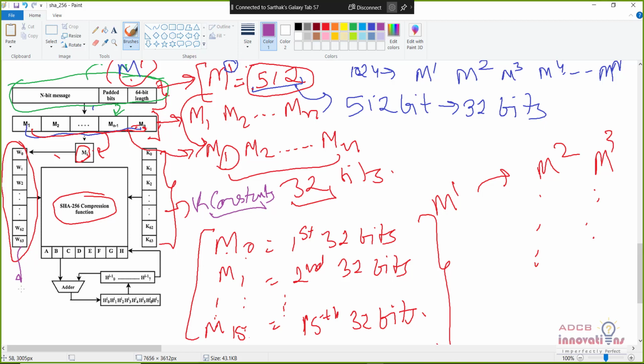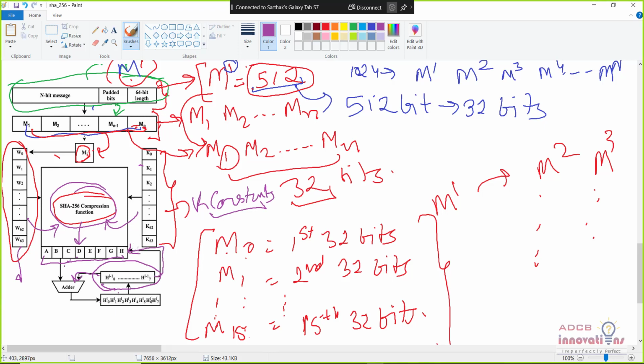Now you see there are these A B C D E F G H registers. Initially, after these registers get their values from the compression function for W0 to W63, 63 iterations happen, and A B C D E F G H get some values. You are seeing that they get appended with this value going here, and finally after getting the result, this value goes again as the input.